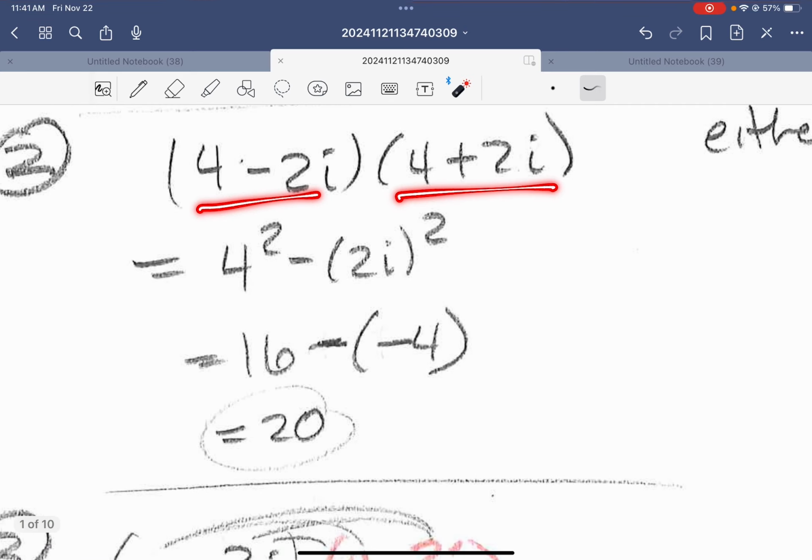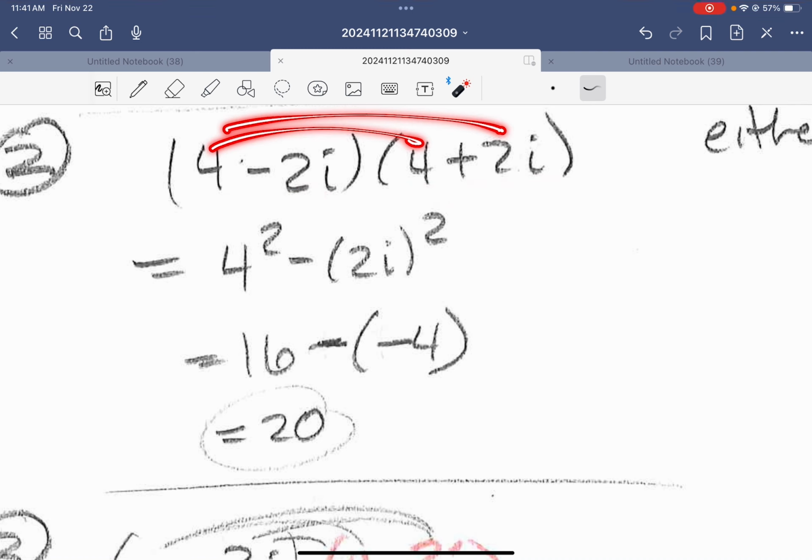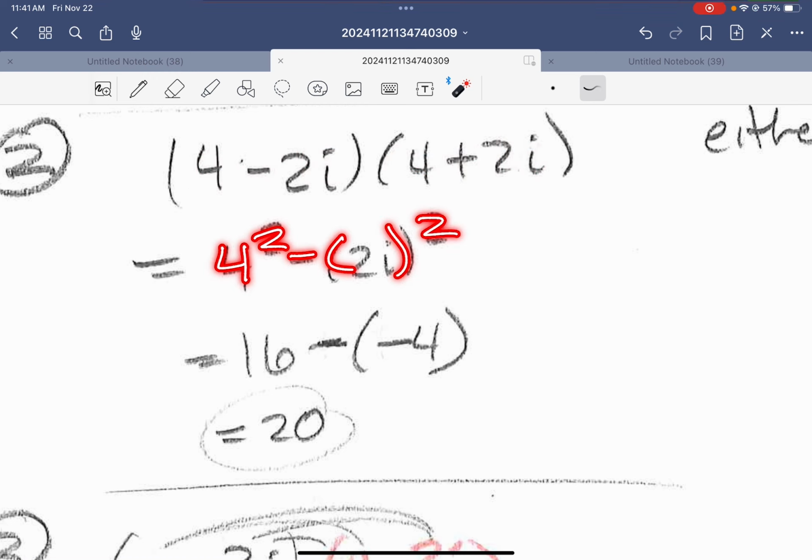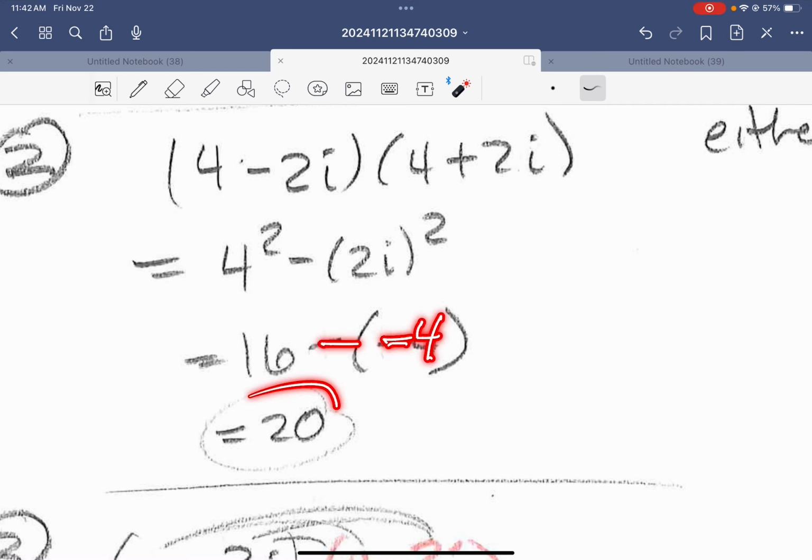So when I multiply these complex numbers, again, you can use the distributive law twice in FOIL, or you can recognize that it is in the form of a minus bi times a plus bi. It's just a difference of two perfect squares. So it's the first one squared minus the second one squared. But 2i squared is -4. Negative negative is positive, so we get 20.